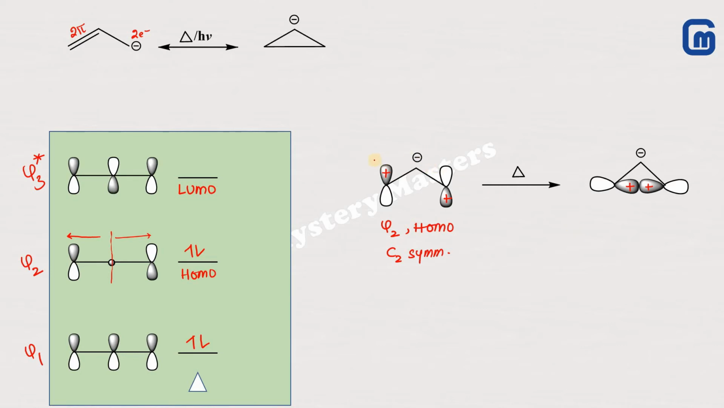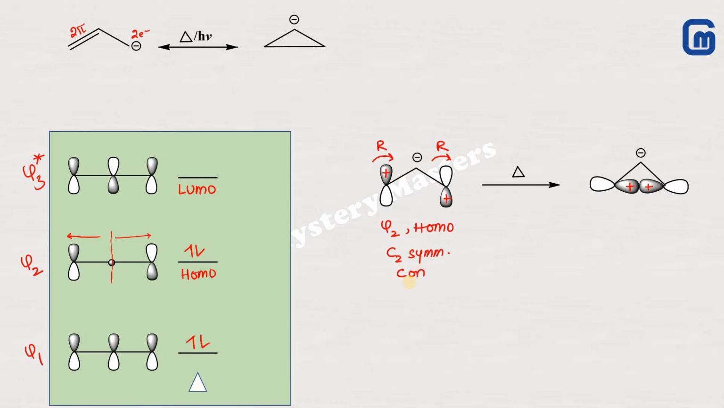So how will they come near each other? If you rotate them in the same direction, for example I have rotated them on my right hand side, then the same type of lobes will be interacting with each other, so that there will be bonding between the lobes and the cyclization will occur. So you can say that there is need of conrotation.